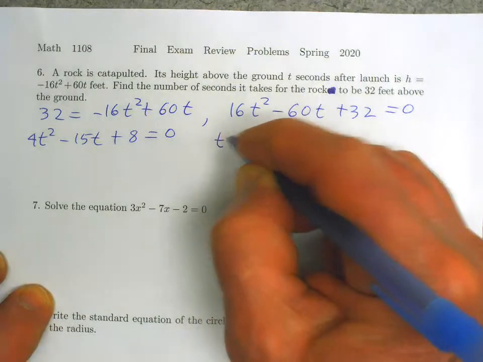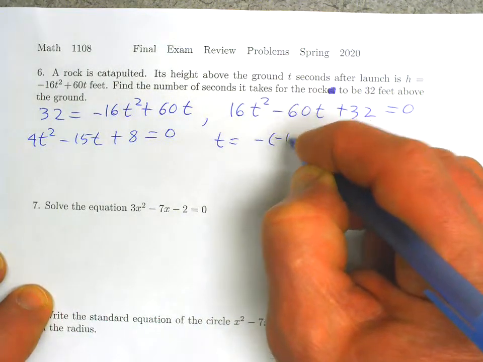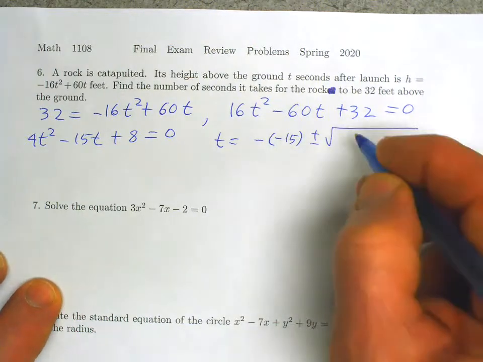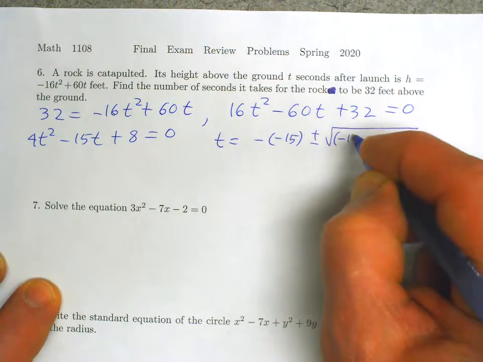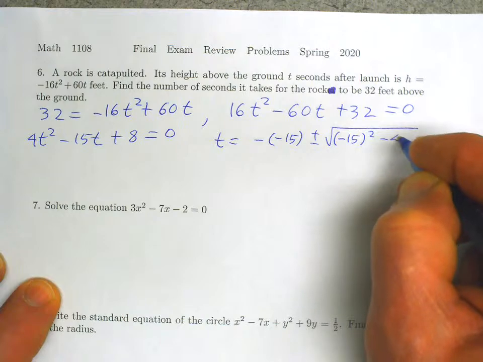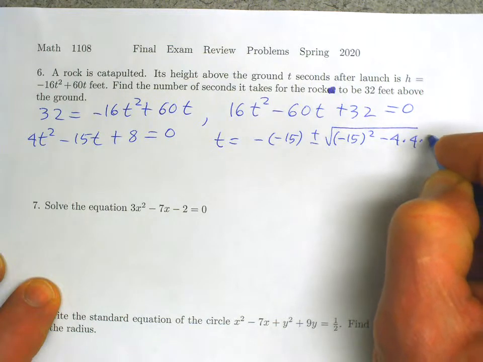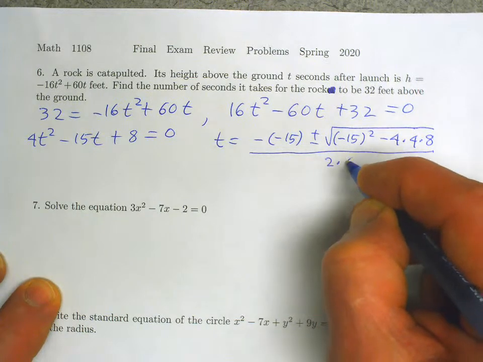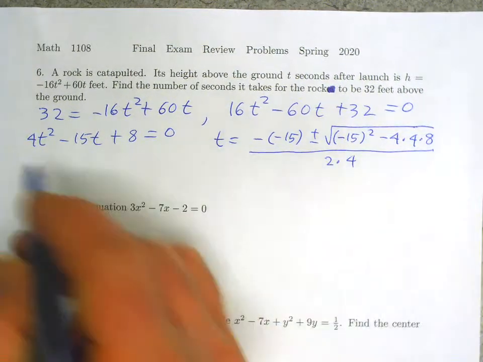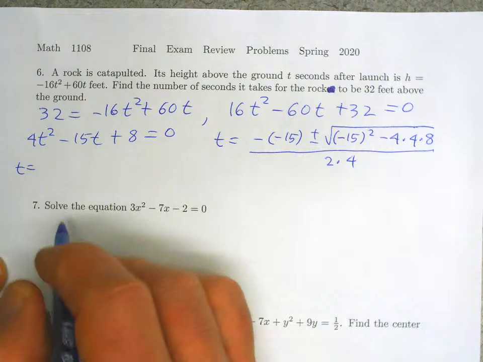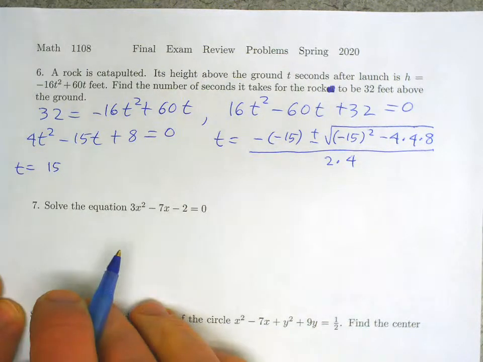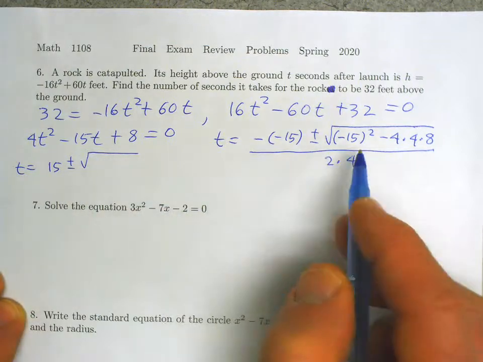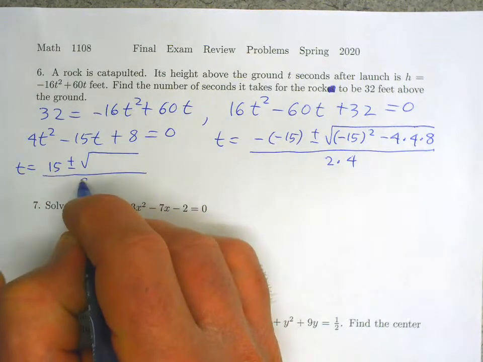So we get t equals the negative of negative 15 plus and minus the square root of the number negative 15 squared minus 4 times 4 times 8, all divided by 2 times 4. So we get t equals positive 15 plus and minus the square root of a number all divided by 8. 2 times 4 is 8.